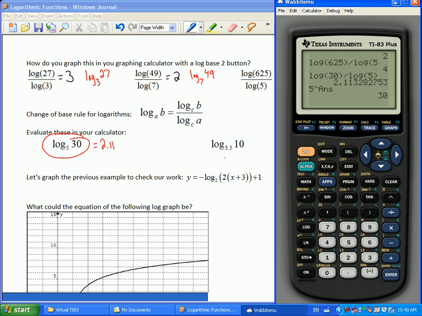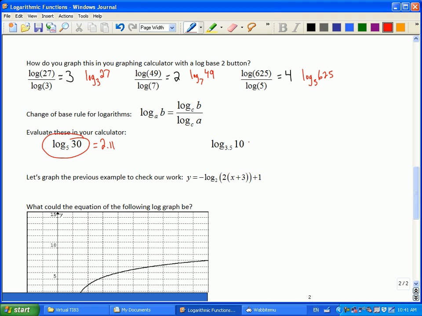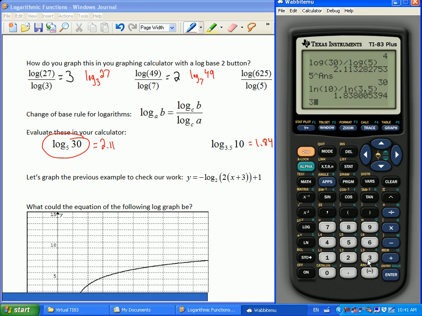Now, the next one I'm going to do natural log, just to show you you can pick anything you want. So the base is 3.5, the argument is 10, so it'll go natural log of 10 divided by the natural log of 3.5. So the base is 3.5, argument is 10, it's 1.84. Okay. And here I'll show you, I used a different log, but that's the way it works. It's nice. I can pick any log I want. The log you choose doesn't matter. It's what's most convenient for you. What's convenient with the calculator is common log or natural log.